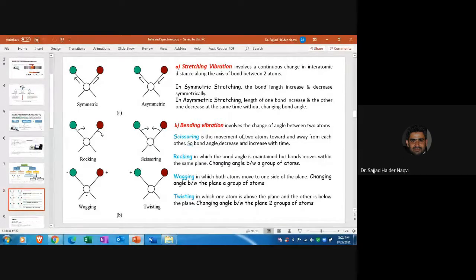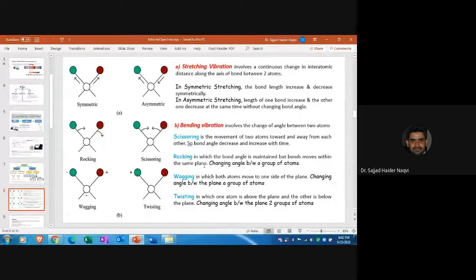Scissoring is the movement of two atoms towards and away from each other. So scissoring is the movement of the atoms, or the bending of the atoms, towards and away from each other. So the bond angle decreases and increases with time. Now this is scissoring, you can see. So these are the movement of the two atoms towards and away from each other. This is particularly called scissoring.